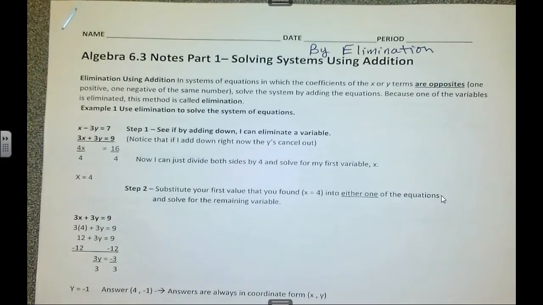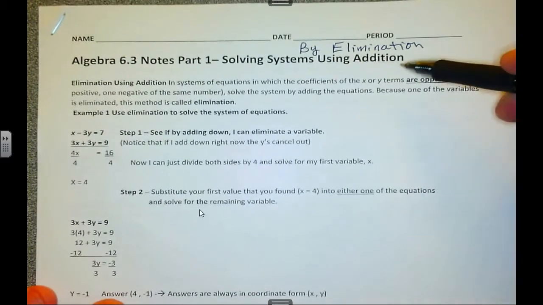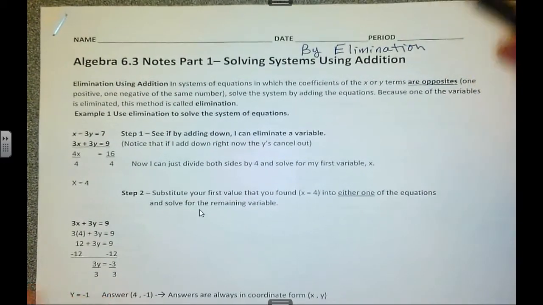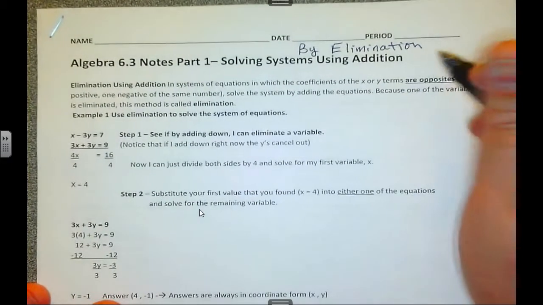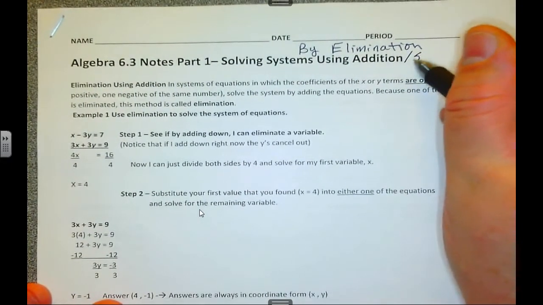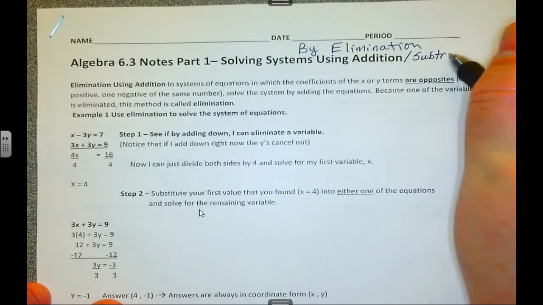Now, addition, are you crazy? Okay, addition is really addition and subtraction, isn't it? When you're subtracting, you're actually adding a negative, right? It's basically the same thing. But if you want to call it addition/subtraction, by all means, feel free.